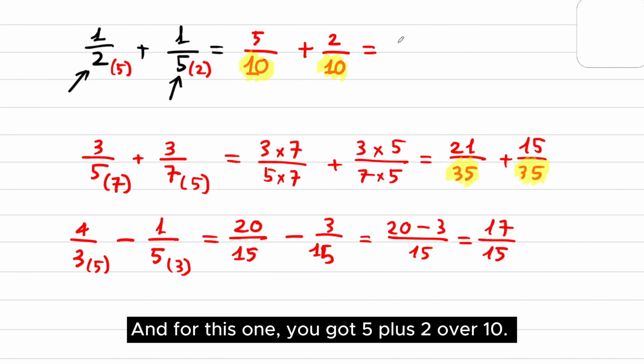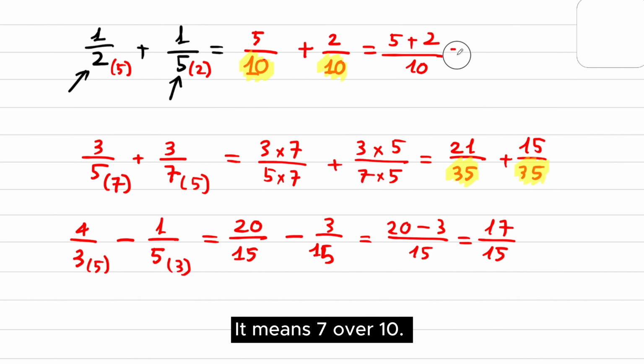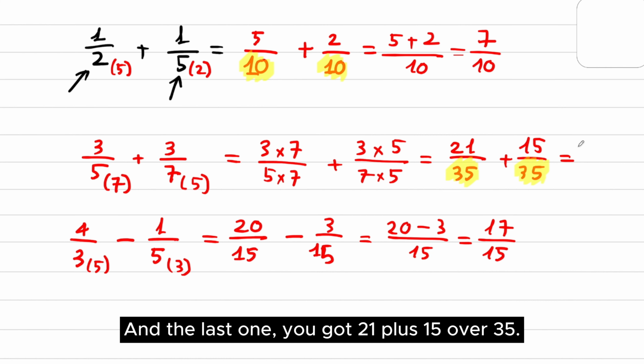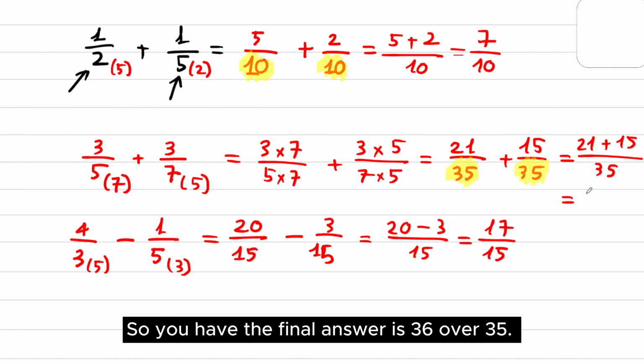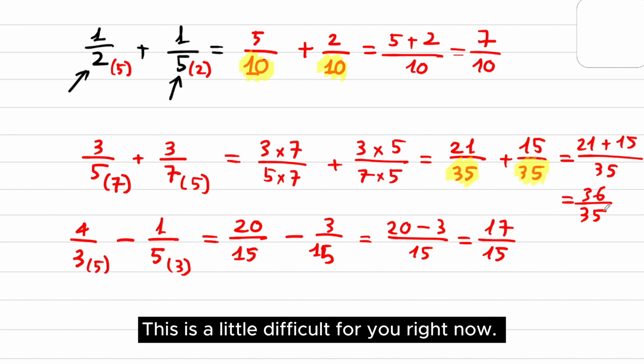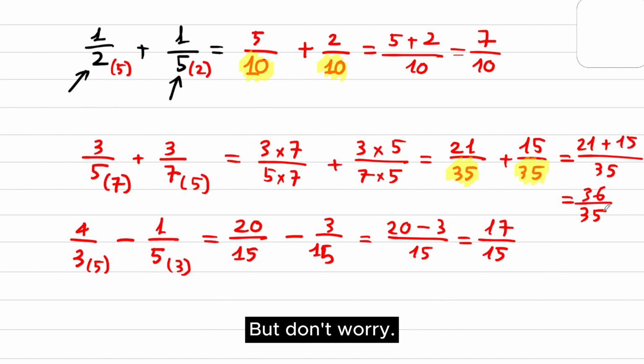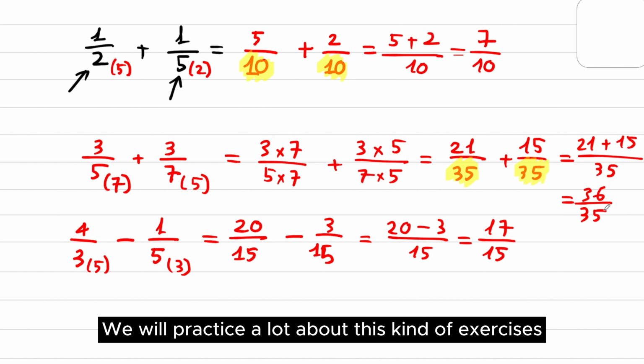And for this one, you got 5 plus 2 over 10, which means 7 over 10 here. And the last one, you got 21 plus 15 over 35. So the final answer is 36 over 35. Yes, this is a little difficult for you right now, but don't worry, in the next video we will practice a lot of this kind of exercise.